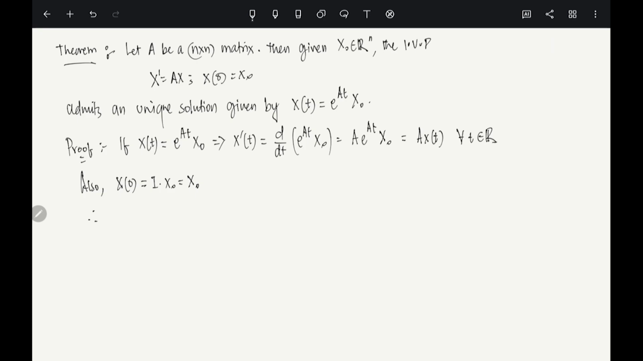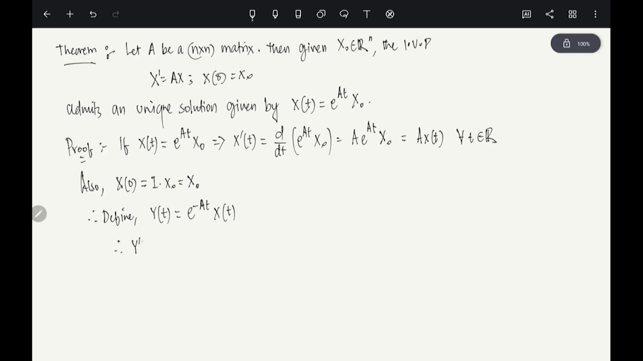Of course, you can use Picard's theorem directly, and you can say that this has to be the only solution. There is no other way. Without Picard's theorem, also you can prove. Let's just look at that proof. So what you do is you define y(t) to be e^(-At) times x(t). Similar sort of thing we did in the last video also, if you remember.